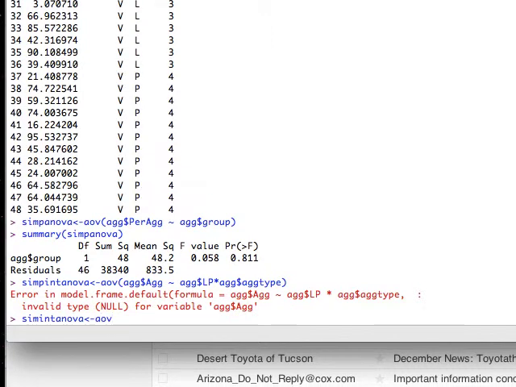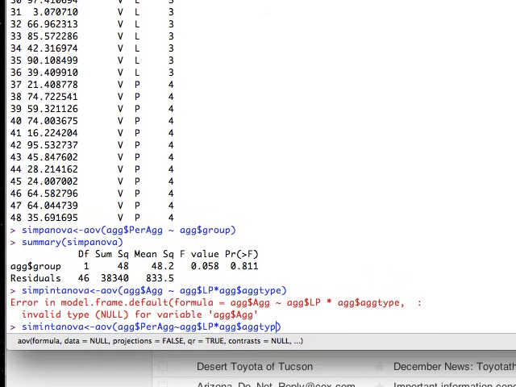So we're going to create data. We're getting the original data from percentage aggression, and we're going to compare that to the data from the Lois and Peter grouping variable, and multiply that by the data for the type of aggression, or the grouping of type of aggression. All right, so we're going to hit return.